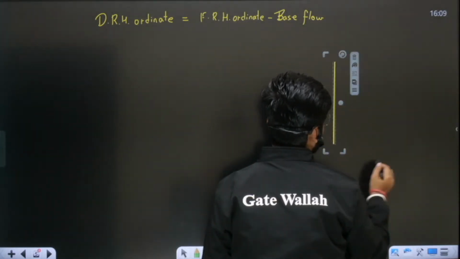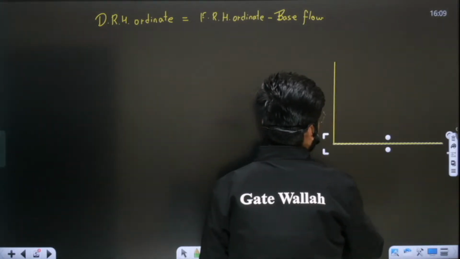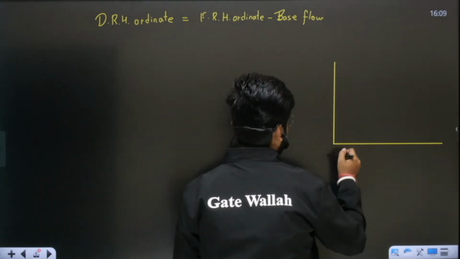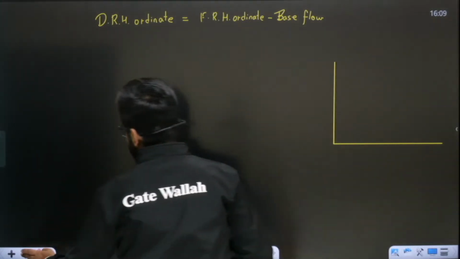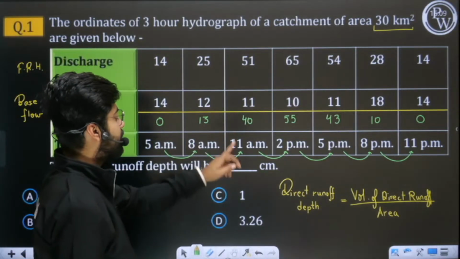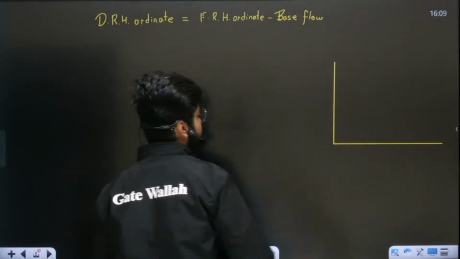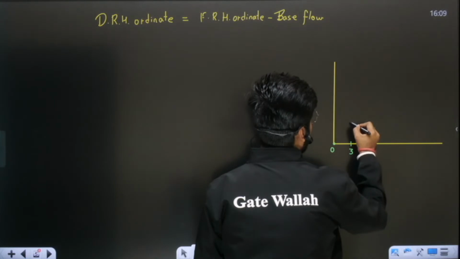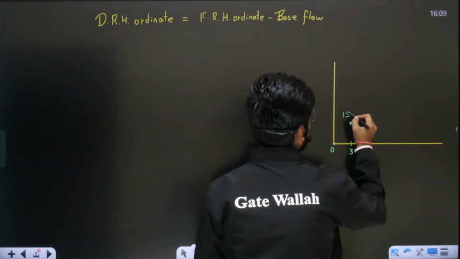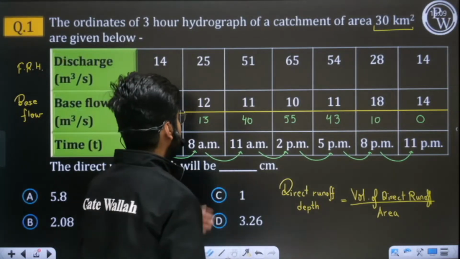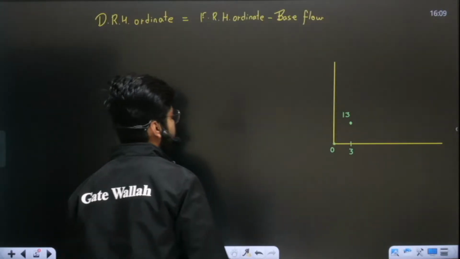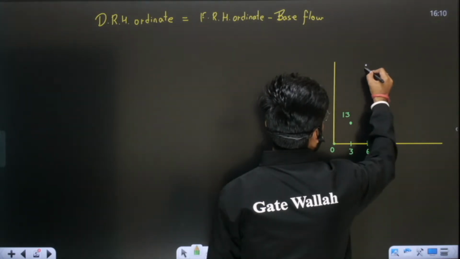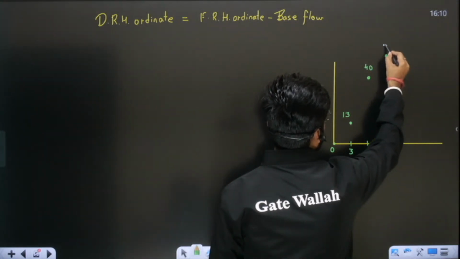We will draw this graph. The very first value we can see here is 0, then 13, then 40, then 55. So 0, then 13, let us say this is 13. Then we have 40, then 55, then we have 40, then 55.